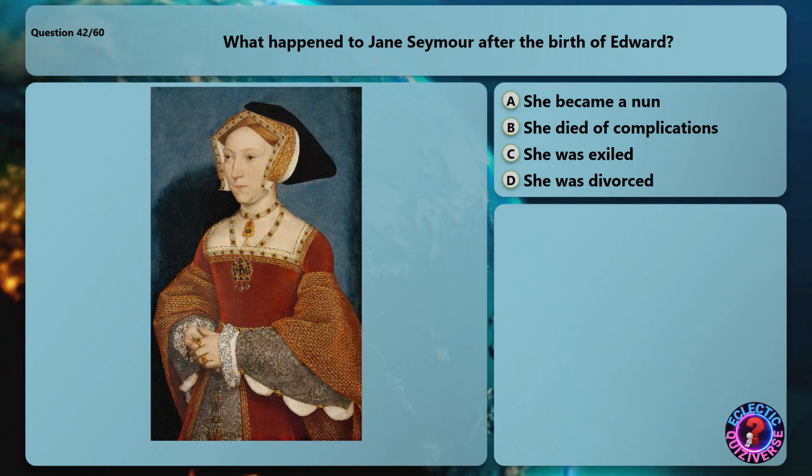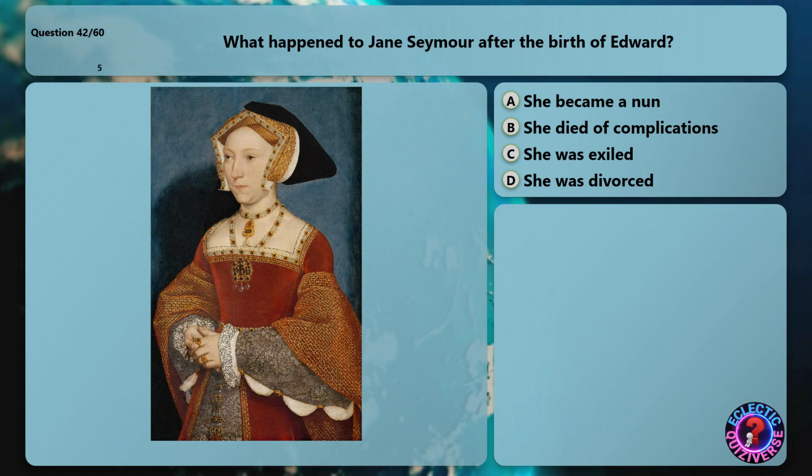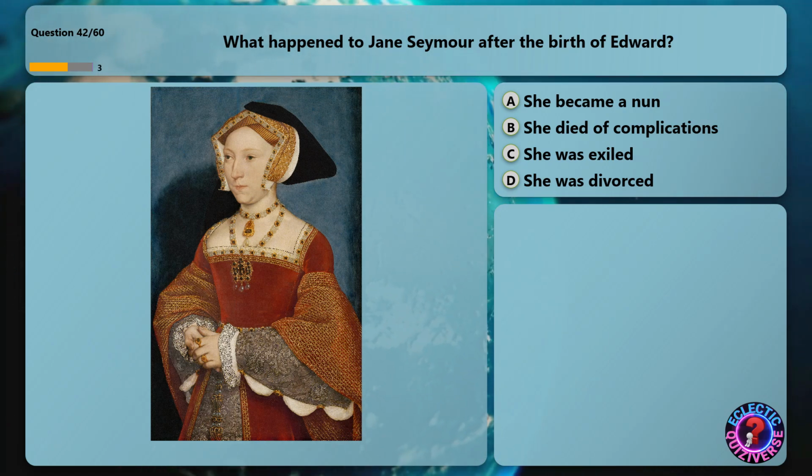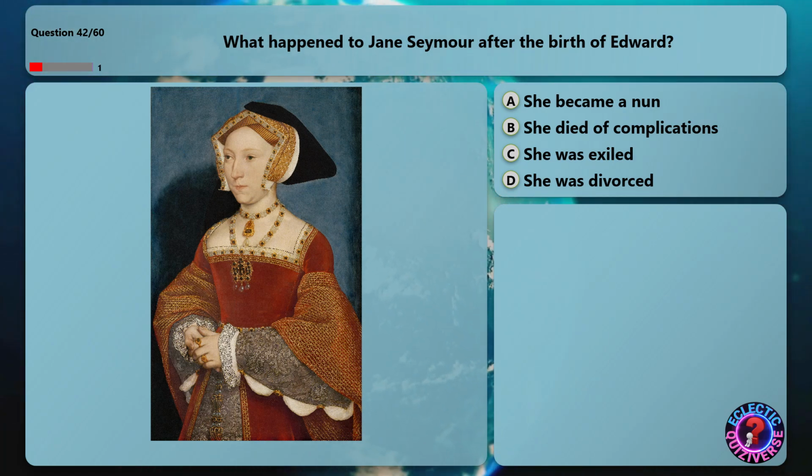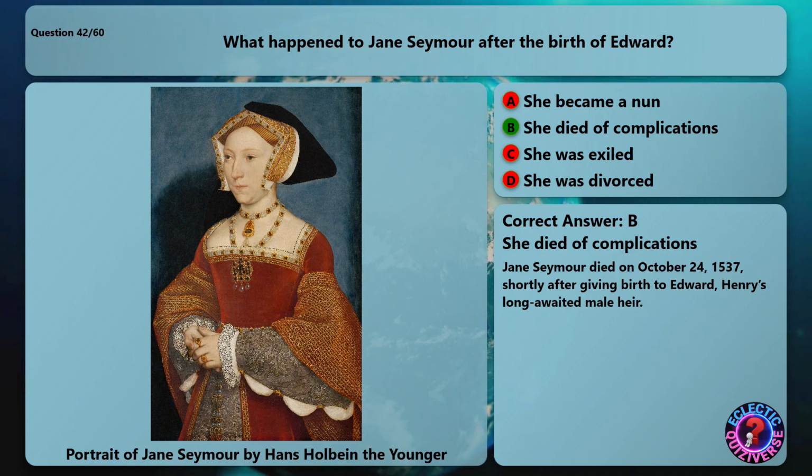What happened to Jane Seymour after the birth of Edward? The correct answer is she died of complications. Jane Seymour died on October 24, 1537, shortly after giving birth to Edward, Henry's long-awaited male heir.